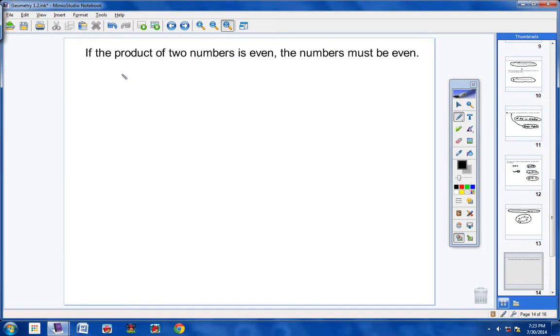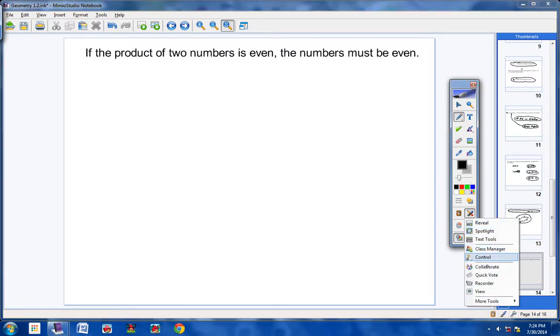Okay, let's continue on. If the product of two numbers is even, then the numbers must be even.